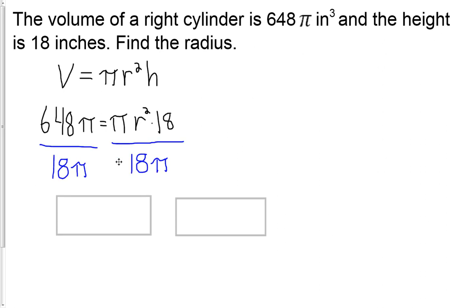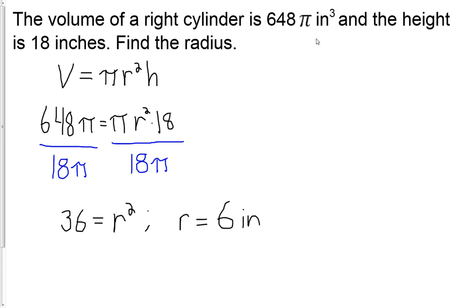So dividing by 18 pi, the pi's cancel. 18 goes into 648 36 times. So 36 is what number squared? That is 6. And so our radius is 6. Label was inches, so that label comes with, not inches cubed because we're just finding radius. So the radius is 6 inches.